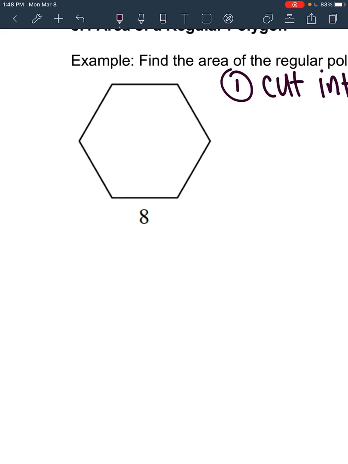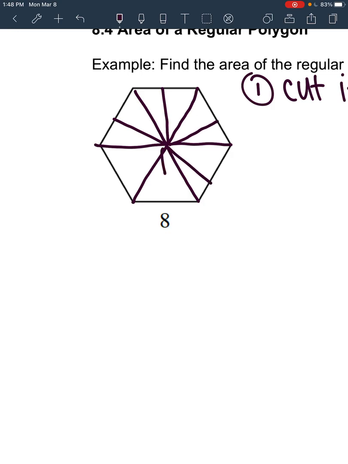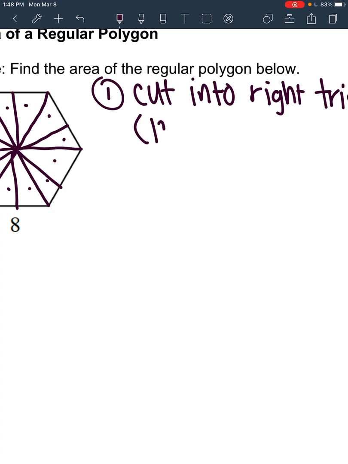In our case, I like to start with just cutting it into the congruent triangles based on the side lengths. And then I like to cut those all in half. But you can draw it however you choose. So when you do that, you get 1, 2, 3, 4, 5, 6, 7, 8, 9, 10, 11, 12 triangles because there are 6 sides. So it's double the amount of right triangles.